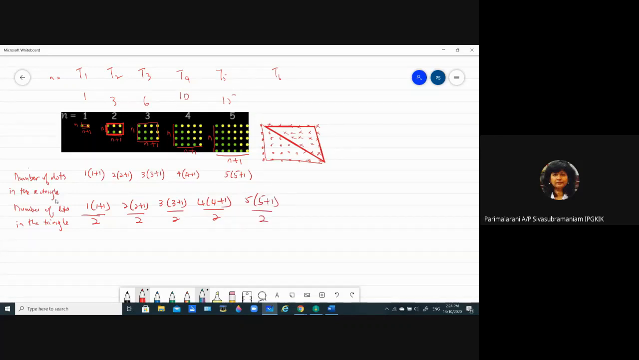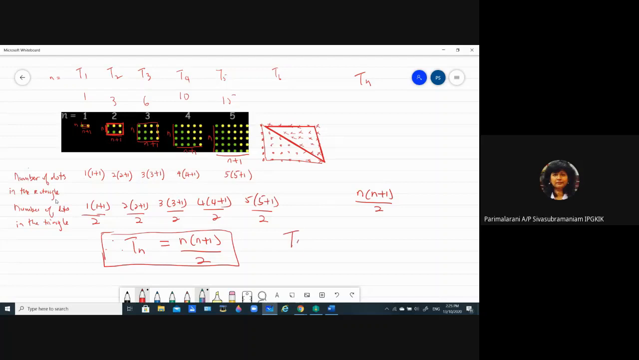So what is the nth term, Tn? Fifth term is 5 times 5 plus 1 divided by 2. So what will the formula be like? N times n plus 1 divided by 2. Yes. Therefore, the nth term for triangular numbers can be obtained using this formula. Okay? Tn, the nth term, is n times n plus 1 over 2.